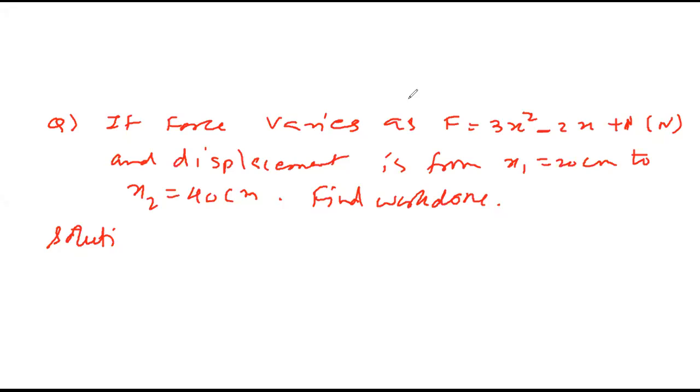So one simple method: work done is force into displacement, that is F bar dot S bar. Second, if it is variable, then there are two methods, either the integration method or the graph. So first example: force varies as 3x square minus 2x plus 1 Newton. Displacement is 20 centimeter and 40 centimeter. Find what is work done. Is the force variable or constant?